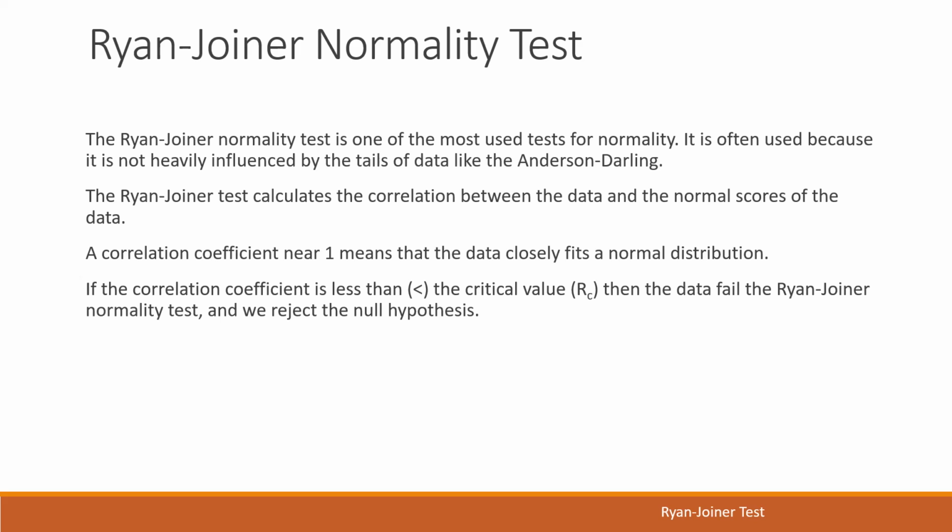The reason this is used is because it focuses on something different. Data can fail the Anderson-Darling and pass the Ryan-Joiner. Data can fail the Ryan-Joiner and pass the Anderson-Darling, because they're both measuring in different spots. Anderson-Darling measures on the tails, whereas the Ryan-Joiner measures each individual point. The Ryan-Joiner is not dependent upon the entire set of data the same way the Anderson-Darling is. It's a lot more complex than that, but that's kind of how you can think about it.